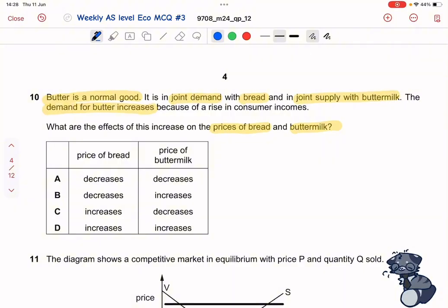Let's break that down. Butter is a normal good. That correlates to the YED, or income elasticity of demand. It being a normal good means that it has a direct relationship between percentage change in income and percentage change in quantity demanded. So if incomes increase, quantity demanded for butter will increase, right? It says down here too that the demand for butter increases because of a rise in consumer incomes, which checks out with YED.